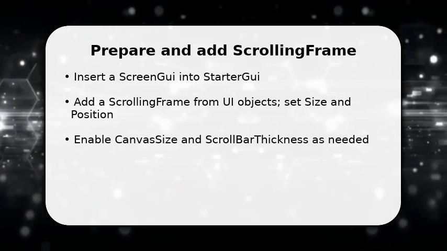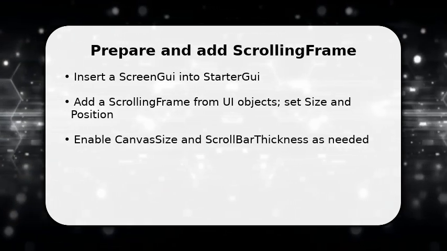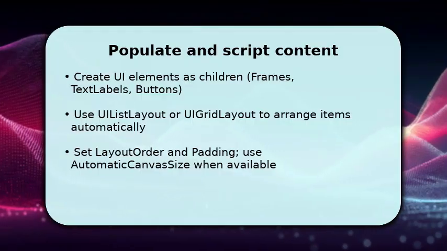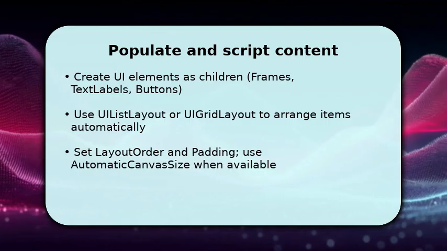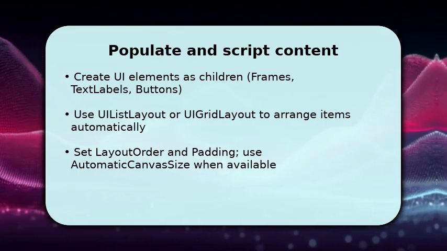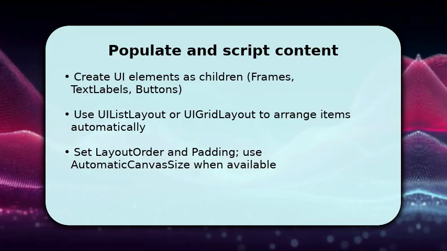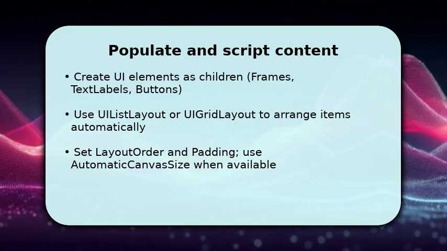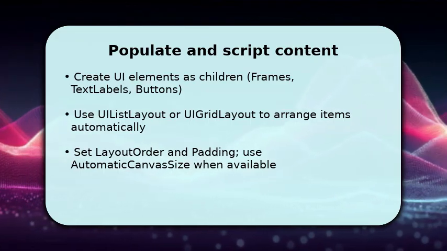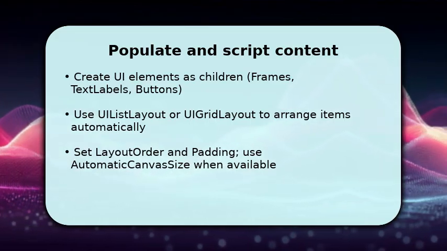Now populate the scrolling frame with UI elements so users have something to scroll through. Use UI list layout or UI grid layout to keep spacing consistent. This simplifies dynamic content. Then enable automatic canvas size on the layout to have canvas size update based on content bounds. For interactive lists, set layout order and name templates for cloning.